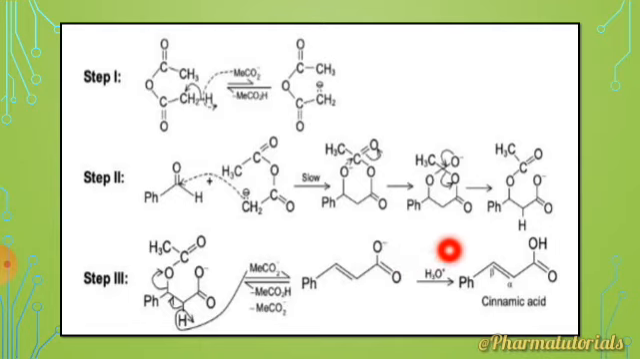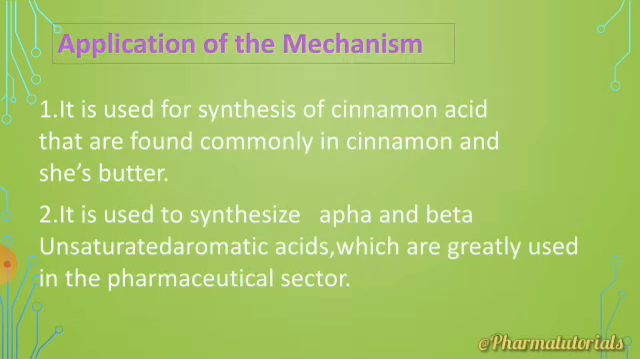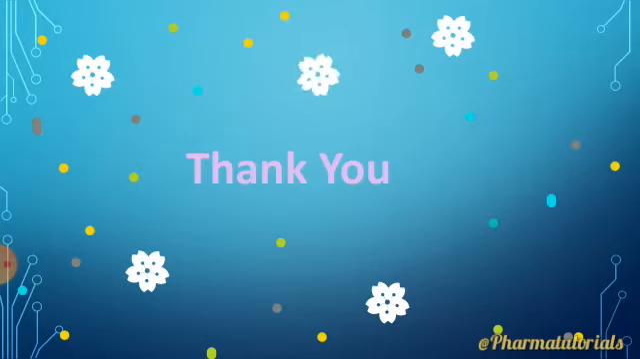Hydrolysis means what? The addition of water to the molecule, which results in the formation of the unsaturated acid, which is cinnamic acid. So this is the mechanism of the Perkin reaction. Then applications. It is used for synthesis of cinnamic acids that are found commonly in cinnamon and shea butter. It is also used to synthesize alpha and beta unsaturated aromatic acids, which are greatly used in the pharmaceutical sector. Okay, thank you.